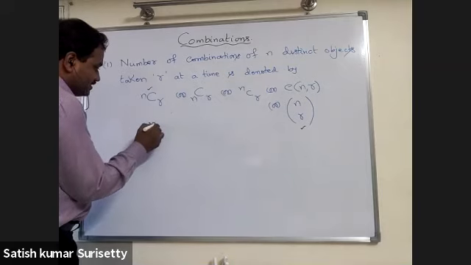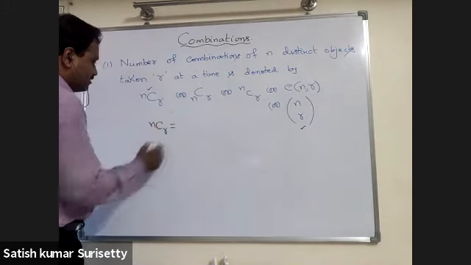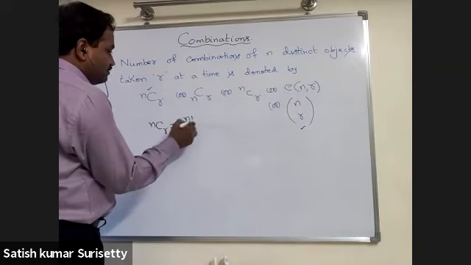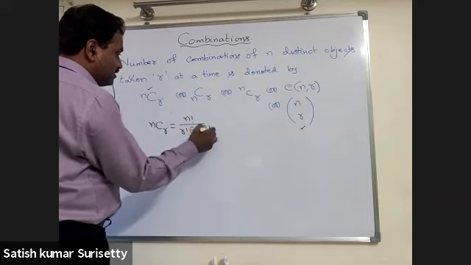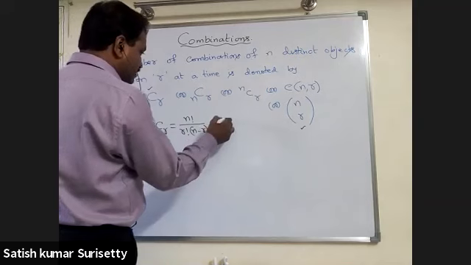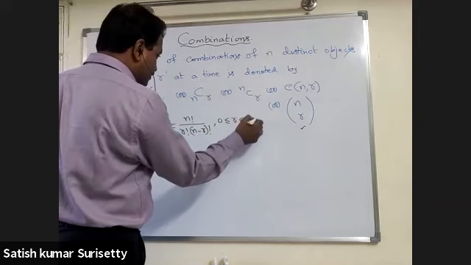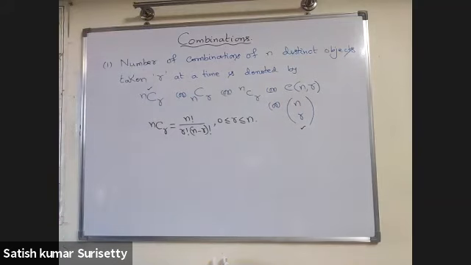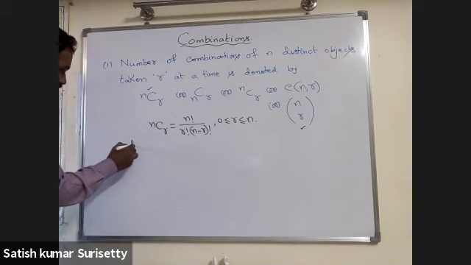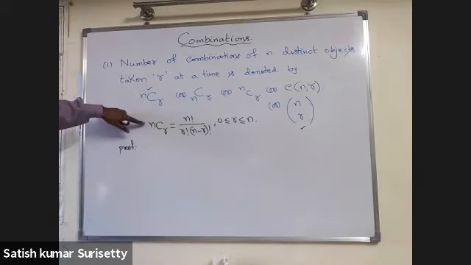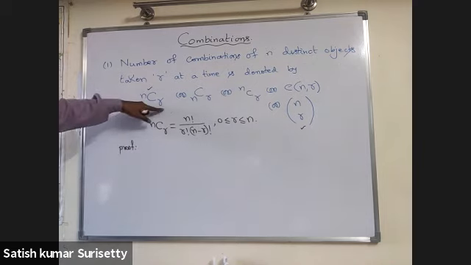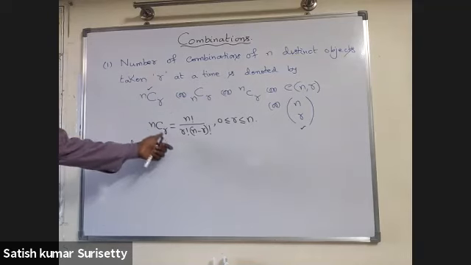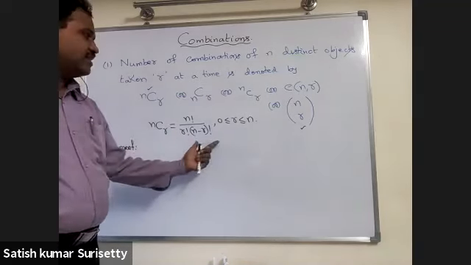And it is defined as nCr equal to n factorial upon r factorial into n minus r factorial, where 0 less than or equal to r less than or equal to n. Proof. The number of combinations of n distinct objects taken r at a time is denoted by nCr, and you can prove it as nCr equal to n factorial upon r factorial into n minus r factorial.